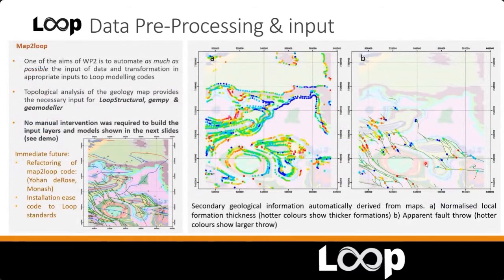At the same time, using the orientation information, so the bedding orientation information, and the lithological contours, we can estimate the apparent thicknesses or the true thicknesses of the different formations and come up with the distributions of those thicknesses throughout the map. In the same sense, we can estimate the minimum throw on faults. And these dots here represent the minimum throw on those faults. And these parameters become input into the modeling process.